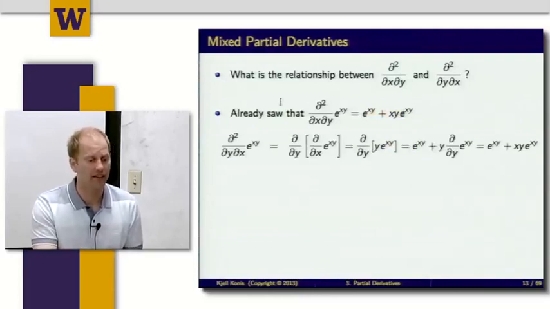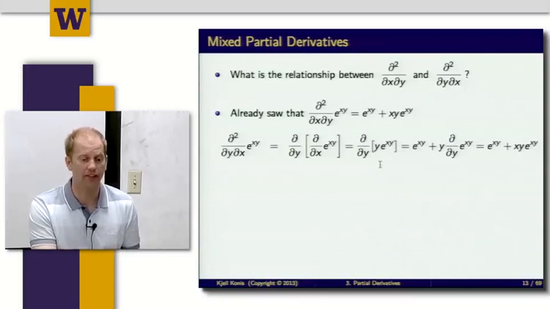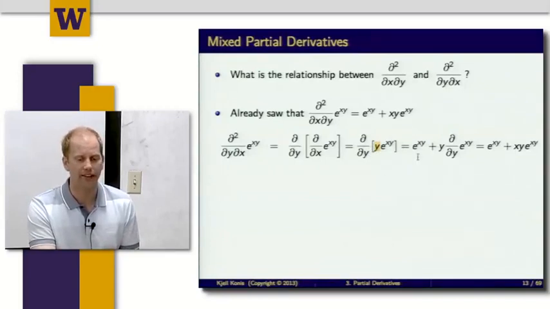Now let's look at what happens when I do it with respect to x first, and then with respect to y. So first I'm going to take the partial derivative with respect to x of e to the xy. That's just going to give me y times e to the xy. And now again I have to use the product rule to take the derivative of this. So it's the derivative of the first function, the derivative of y with respect to y is just 1, times the second function. So that's where this e to the xy comes from.